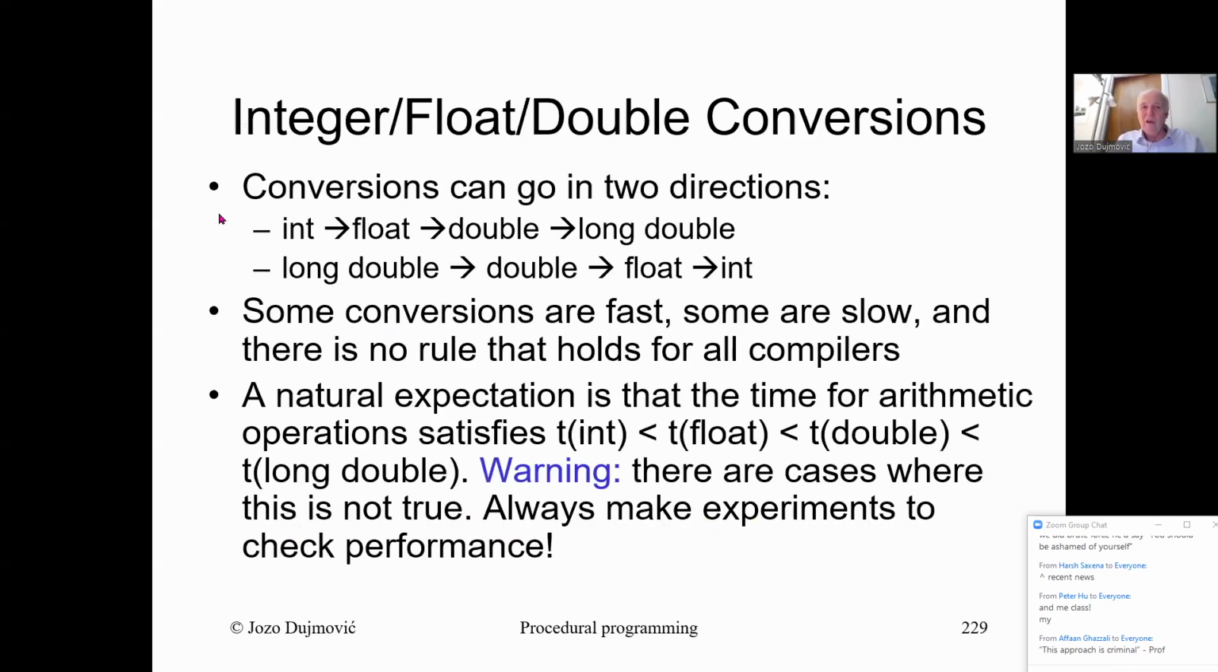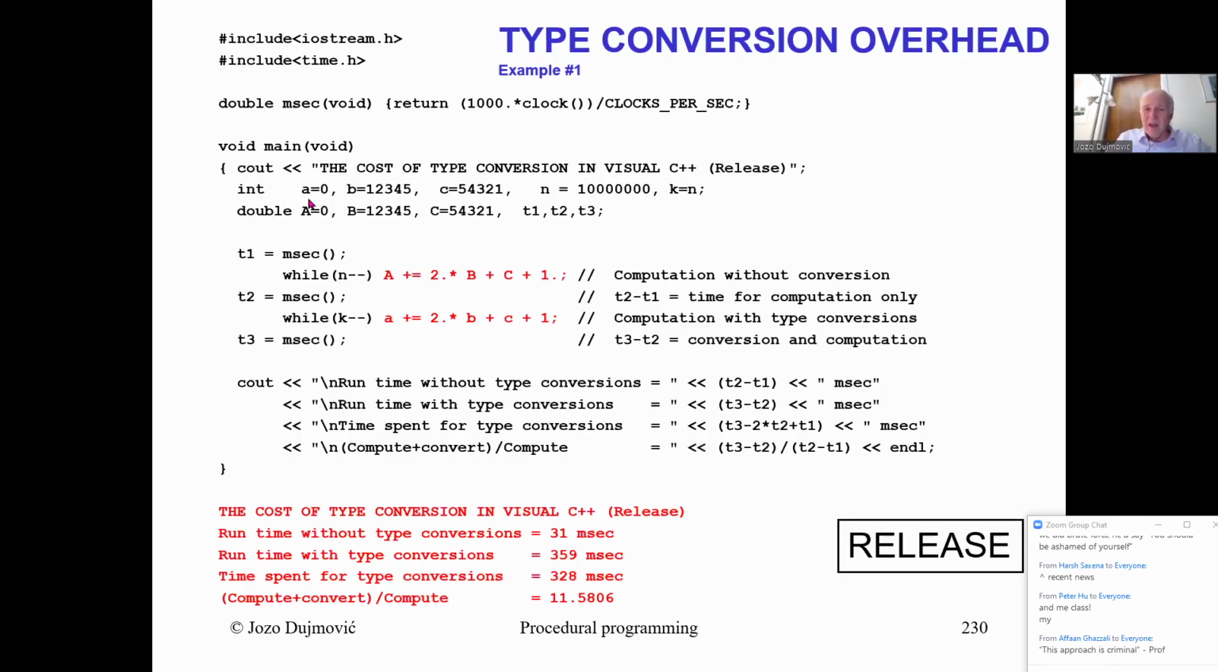I'm going to take here variables that are in lowercase. A, B, and C are integer. And A, B, C in uppercase are double. So I have A, B, C integer, and I have here A, B, C double. Then what I want to compute is A plus equals 2 times B plus C plus 1. Pay attention that this 2 is double, this B is double, this C is double, and this 1 is double. So no type conversions at all.